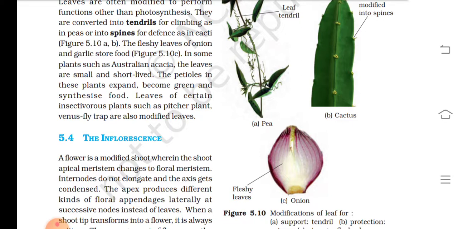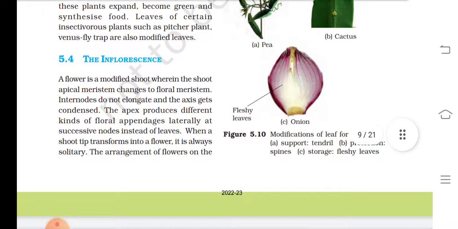In some plants, such as Australian acacia, the leaves are small and short-lived. The petioles in this plant expand, become green, and synthesize food. Leaves of certain insectivorous plants, such as pitcher plant and Venus flytrap, are also modified leaves.